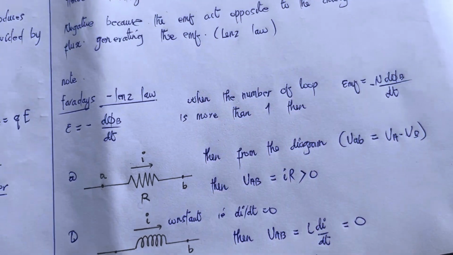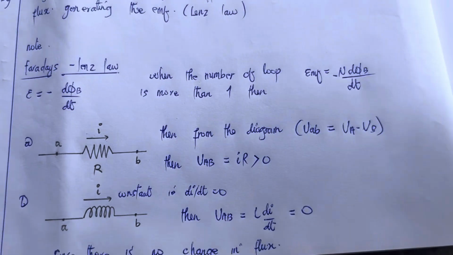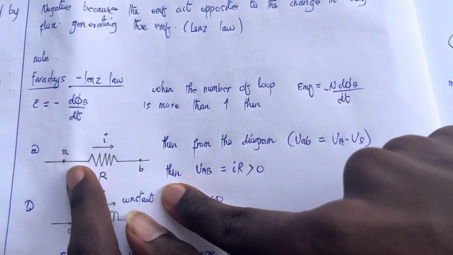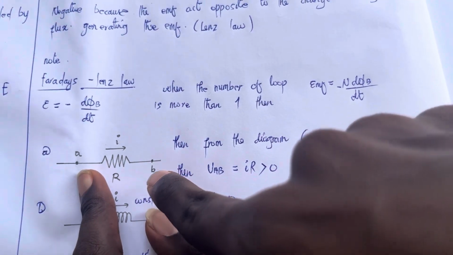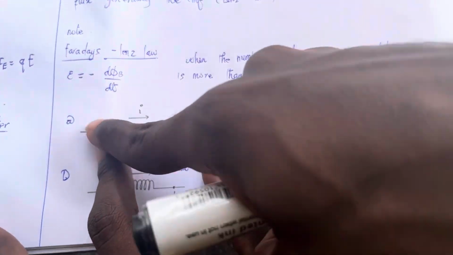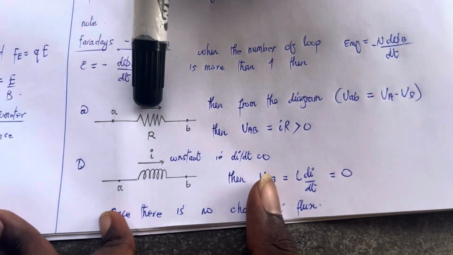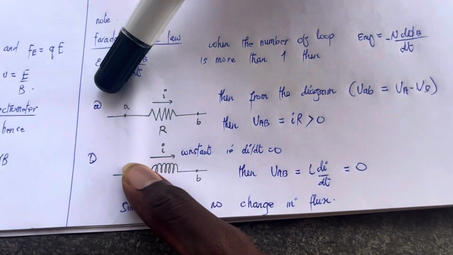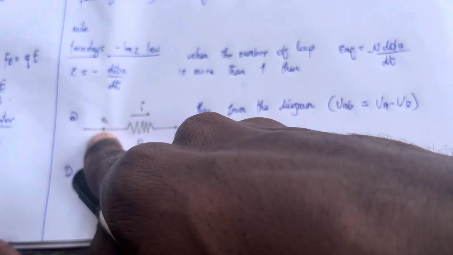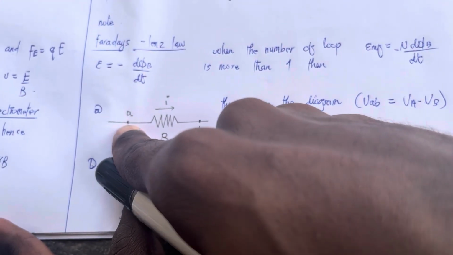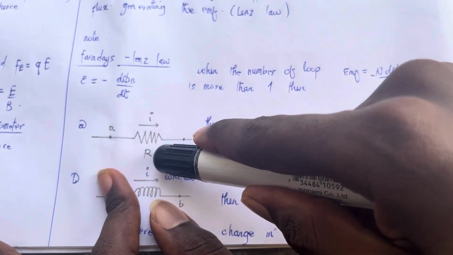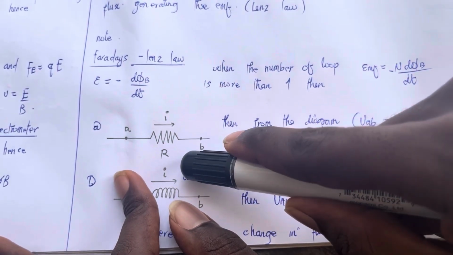Now there are some observations that I want you to know. Let's take a resistor, for instance. This is a connecting wire, this is a resistor, this is point B, and this one is point A. The current is flowing in this direction. If the current is flowing in this direction, then the potential at point A is greater than the potential at point B. The reason is that a resistor tends to oppose the flow of electric current that passes through it.